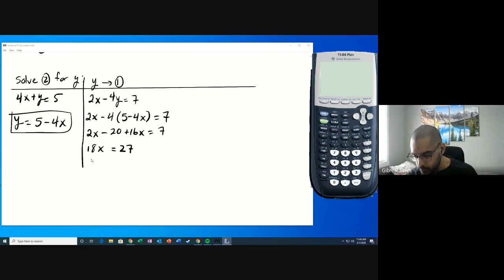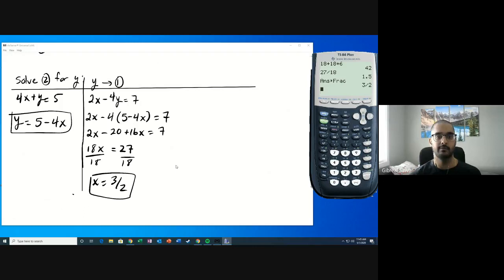Hopefully I did everything correct so far. I'm going to have a fraction, it looks like, which is fine. So if I divide both sides by 18, again, your calculator can help get that lowest terms fraction. So 27 divided by 18, 1.5 as a fraction, that's 3 over 2. Okay, so x is going to be equal to 3 over 2. So this one, fraction's kind of unavoidable here.